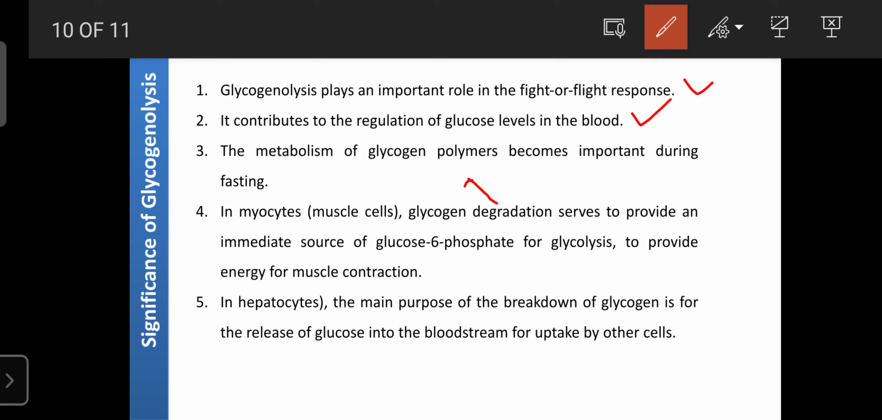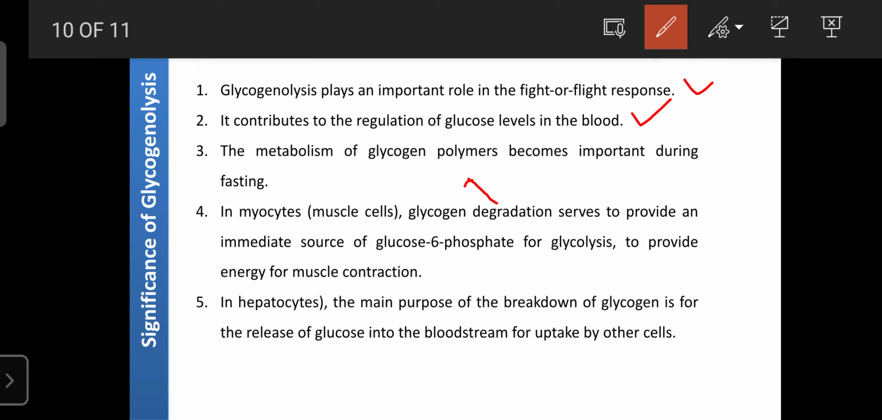And also, it continuously supplies energy to the muscle cells. Muscle cells always require energy. It continuously supplies the energy by providing glucose 6 phosphate. Then glucose 6 phosphate enters glycolysis, and further enters the TCA cycle. Then it can produce ATP.